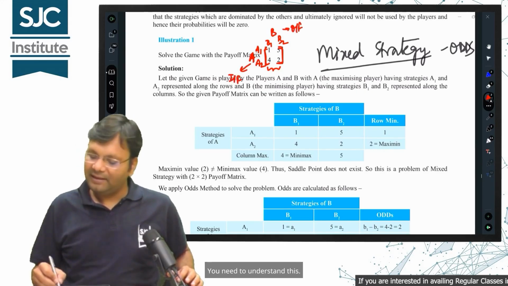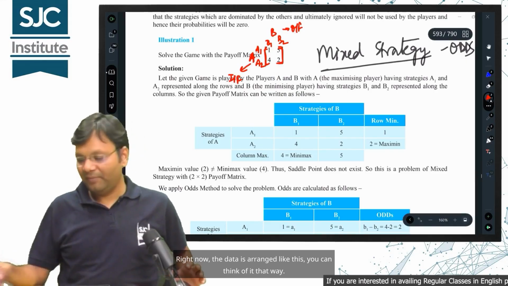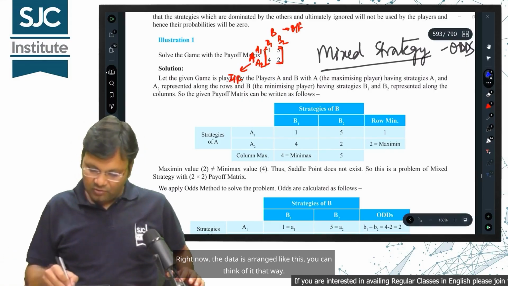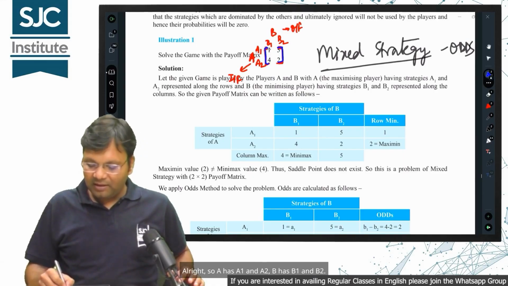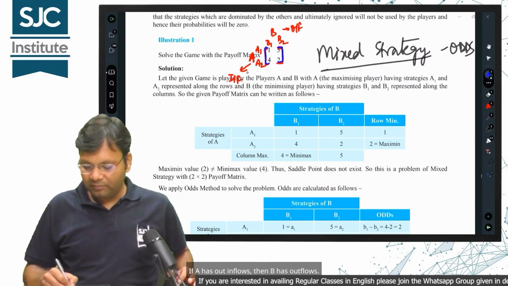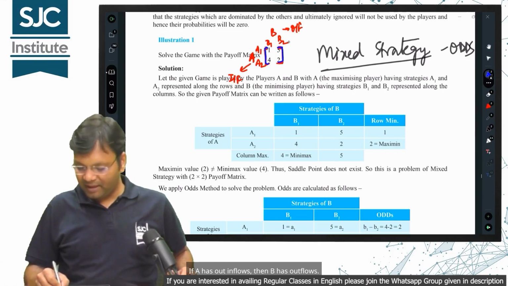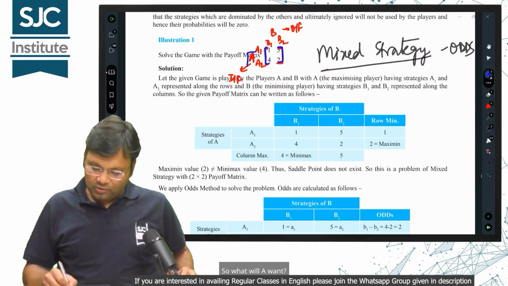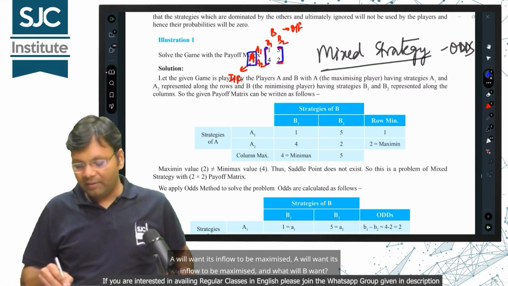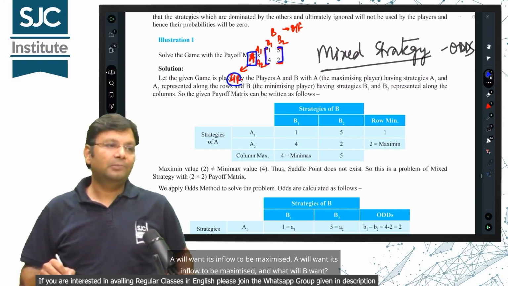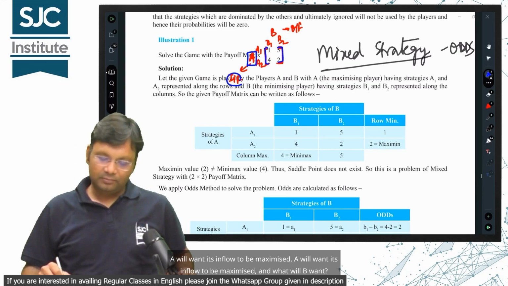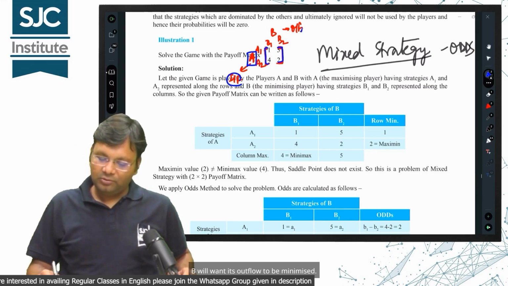You need to understand this. Right now, the data is arranged like this. You can think of it that way. Alright, so A has A1 and A2, B has B1 and B2. If A has inflows, then B has outflows. So what will A want? A will want its inflow to be maximized. And what will B want? B will want its outflow to be minimized.